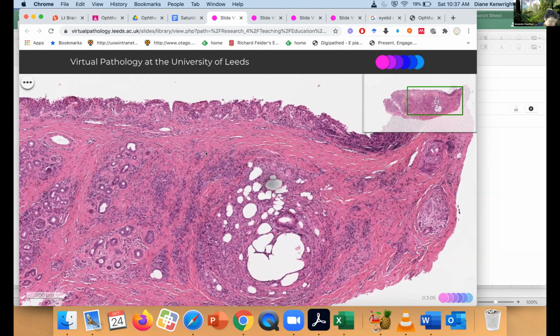Hopefully we've got one coming up. Sebaceous gland carcinoma and a Merkel cell carcinoma. That's two things to find.